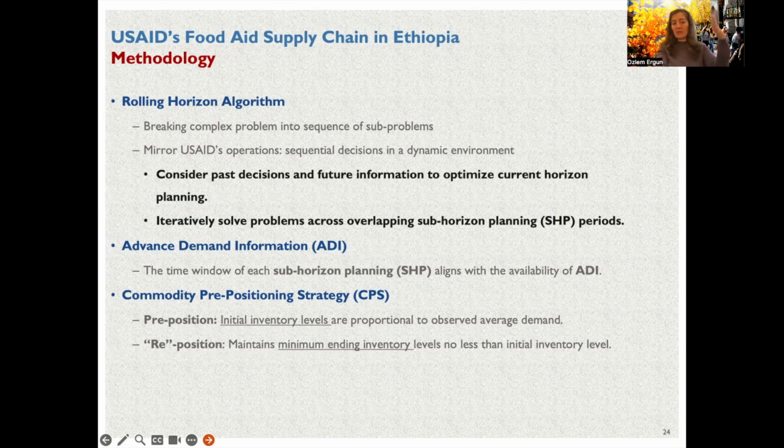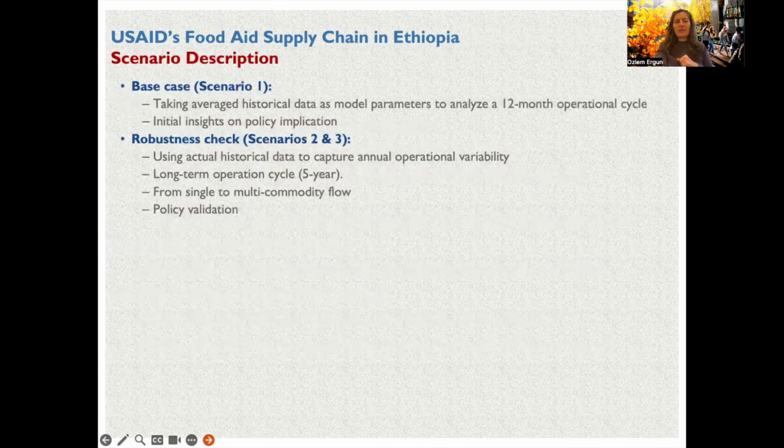at certain intervals. So what we did is we did scenario analysis to try out many different operational strategies, both on the advanced demand information and the commodity prepositioning. And we also wanted to see how those two different ideas interacted in terms of the actual outcomes that we saw on the supply chains.